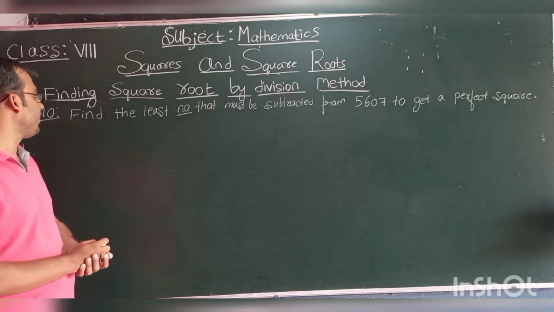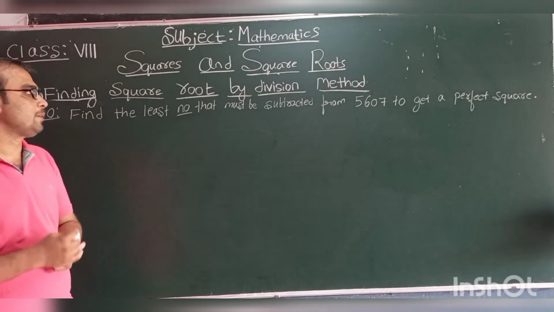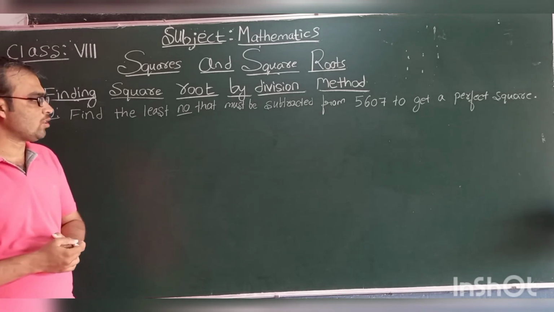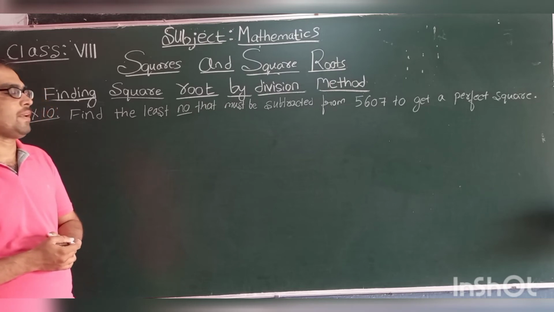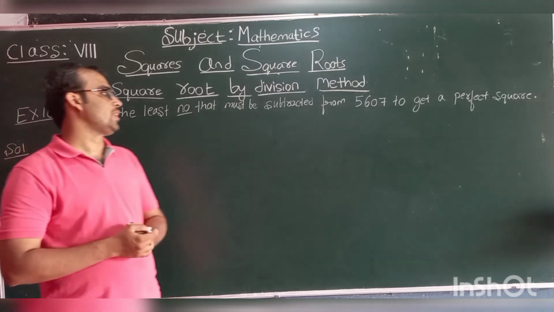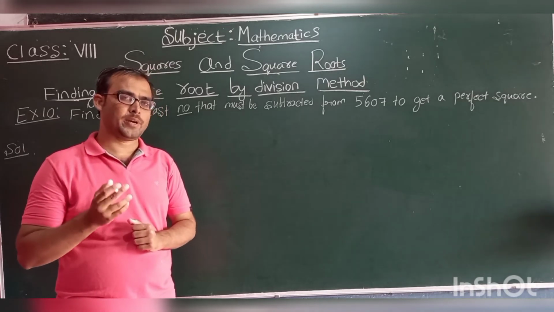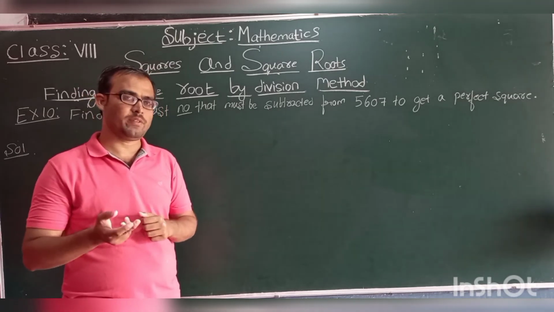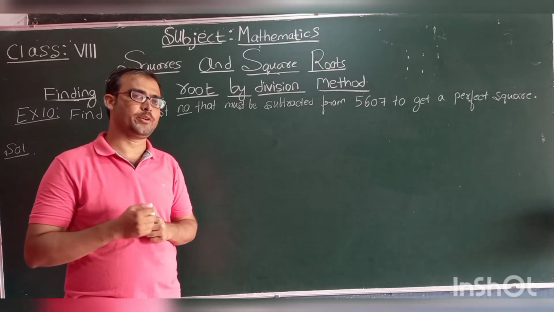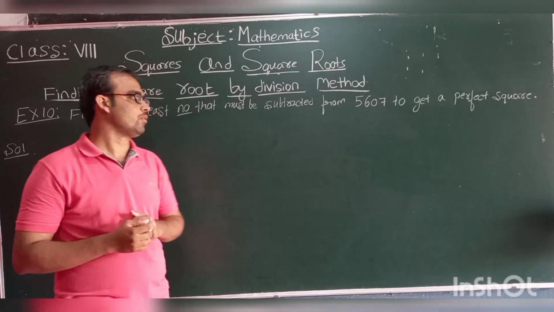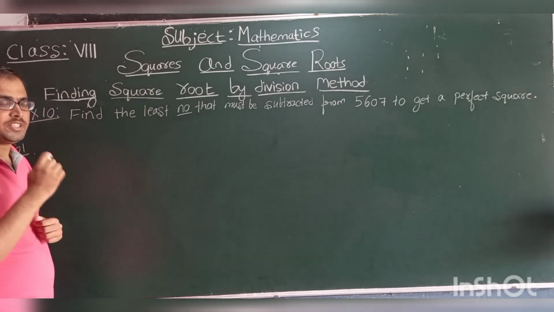Okay. So what have they given? Find the least number that must be subtracted from 5607 to get a perfect square. Students, what have they given? This is not a perfect square. But when we subtract a particular number from this number, then we will get a perfect square. So what we need to do? We need to find that number. We will find that number using the division method.